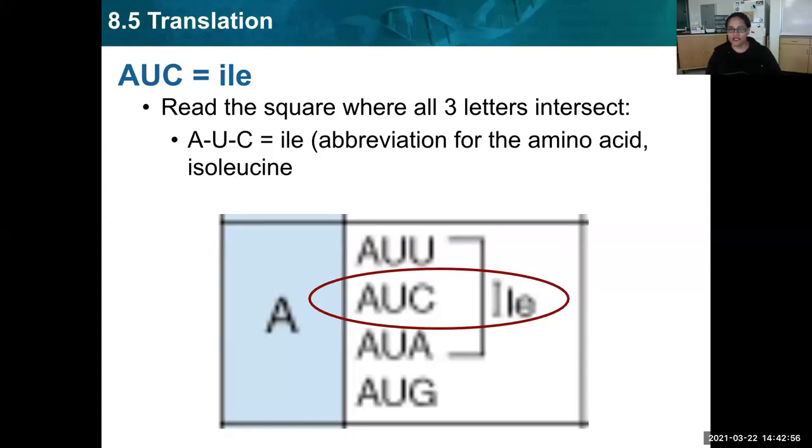And like I said, this is not something you're going to have to memorize. You don't have to memorize this chart, but you do have to know how to read it. And if I give you 3 letters, how do you read the chart to figure out which amino acid comes next? So we are going to practice because you do have questions on it this week.